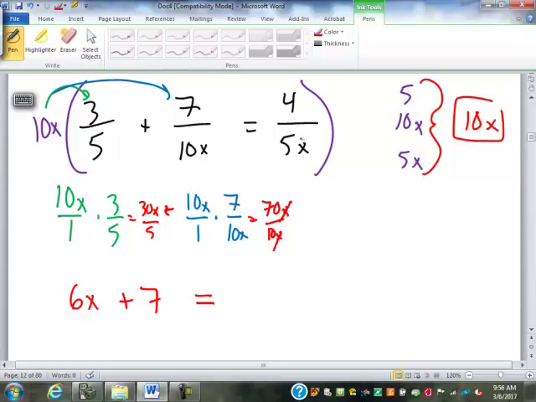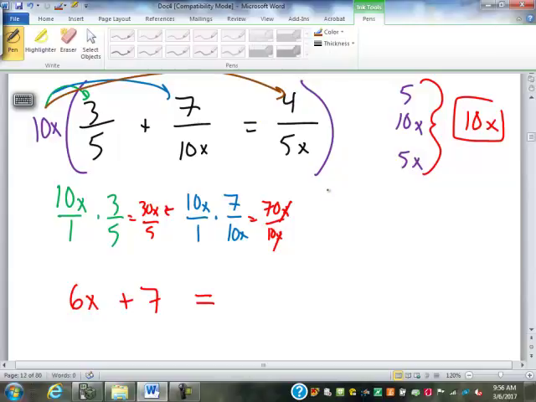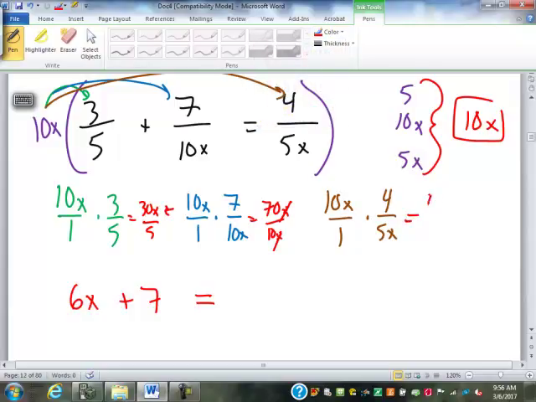Equals, now we've got the 4 over 5x times the 10x. So we got 10x over 1 times 4 over 5x. We multiply that out. 10x times 4 is 40x. 1 times 5x is 5x. 40 divided by 5 is 8, and the x's do divide out.